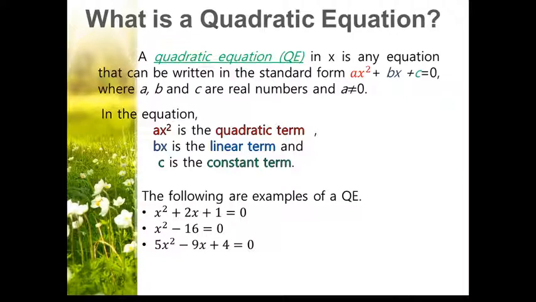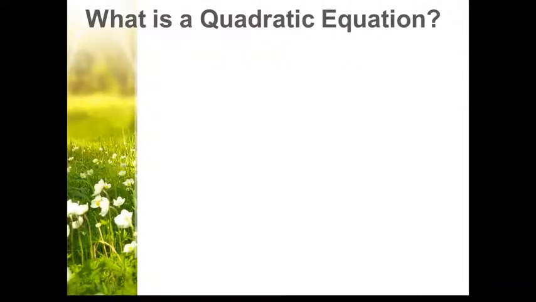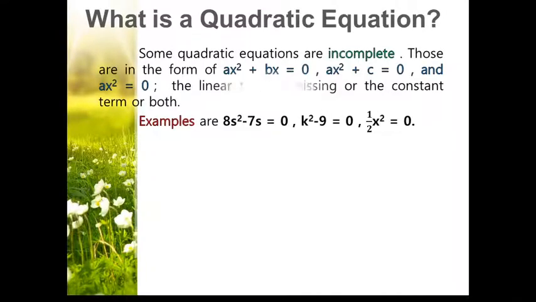x squared plus 2x plus 1 is equal to 0. x squared minus 16 is equal to 0. 5x squared minus 9x plus 4 is equal to 0. Note that the variable x in each equation has a highest degree of 2. Some quadratic equations are incomplete.